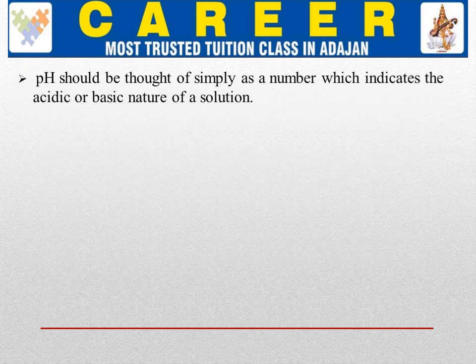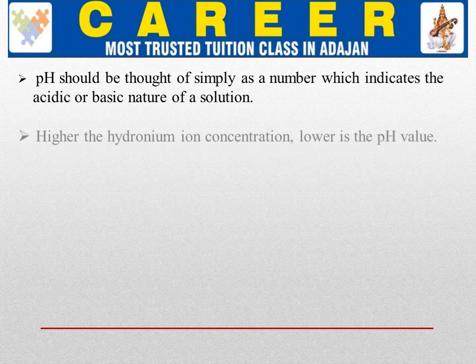Now, pH should be thought of simply as a number which indicates the acidic and basic nature of a solution. It is the number which represents the acidic or basic nature. For acid, pH values are between 0 to 7. For neutral solution, it is exactly 7. And for basic solution, it is between 7 to 14. जितना एसिड स्ट्रांग होगा उतना पीएच वैल्यू कम होगा. जितना बेस स्ट्रांग होगा उतना पीएच वैल्यू ज्यादा होगा.